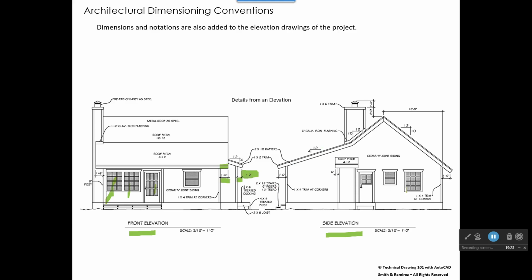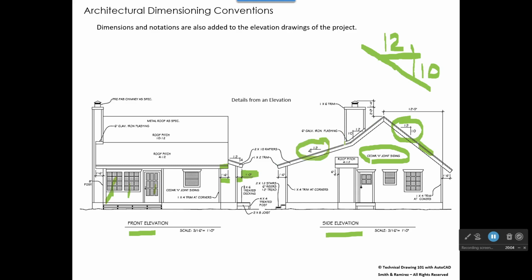And then we also have notations telling us what the siding is, the cedar V siding. We have our roof slope symbols, and so that may look something like this. And what that means is that for every 12 inches that roof runs horizontally, it rises 10 inches. So if you connect the dots, that is the pitch of your roof, of the rafters of your roof. So we would say this is a 10-12 pitch over here. This is a 10-12 on this side, but then the pitch changes right here to a 4-12. There's other notations on here about the chimney and about some 6-inch galvanized iron flashing, which is an attempt to waterproof where the chimney meets the roof and some things like that.